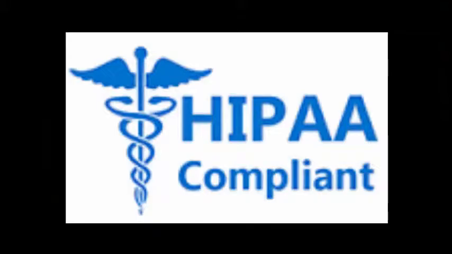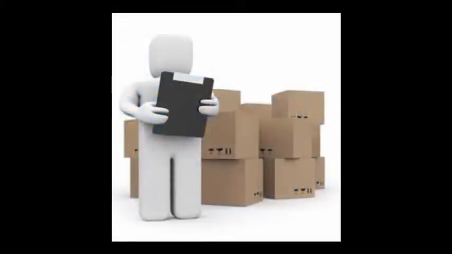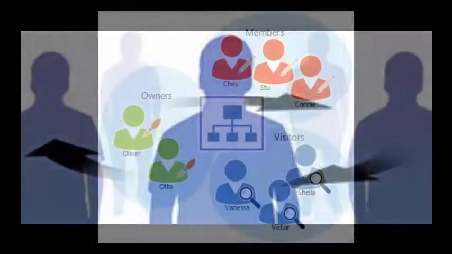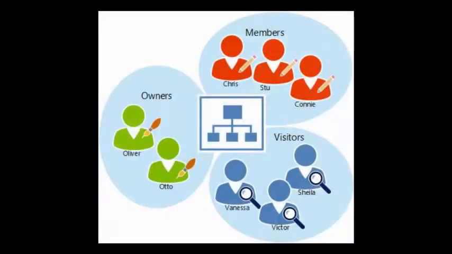First, create a HIPAA-compliant environment. These days, it's essential that you do that. Second, inventory all of your records. Know exactly where they are and what you have. Third, create a chain of custody. Who's touched the records? What did they do with them? Those types of things. Fourth, establish permissions on accessibility of those records.